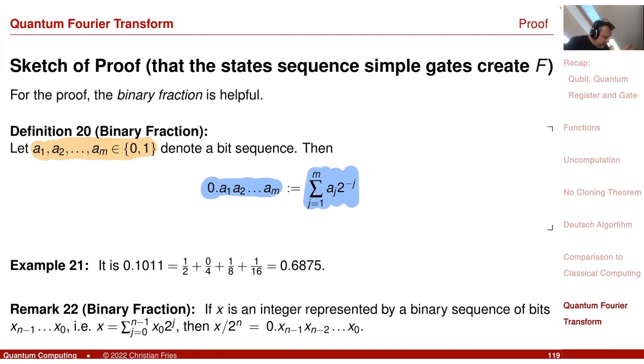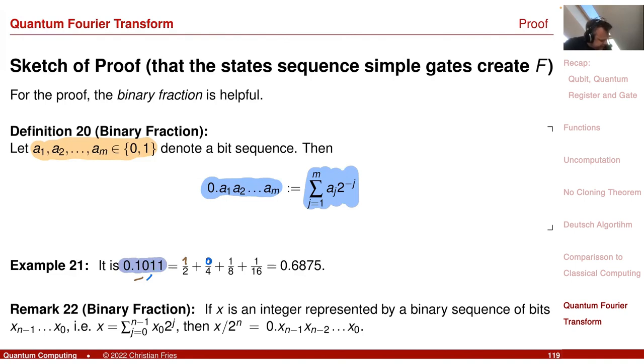Okay, so what's that? Okay, small example. If you have, say, 0.1011, it's like what you have in decimals. Yeah? It is 1/2. Yeah, this one here is that one, this zero here is that zero, yeah? Zero multiplied with 1/4. It is this one here.